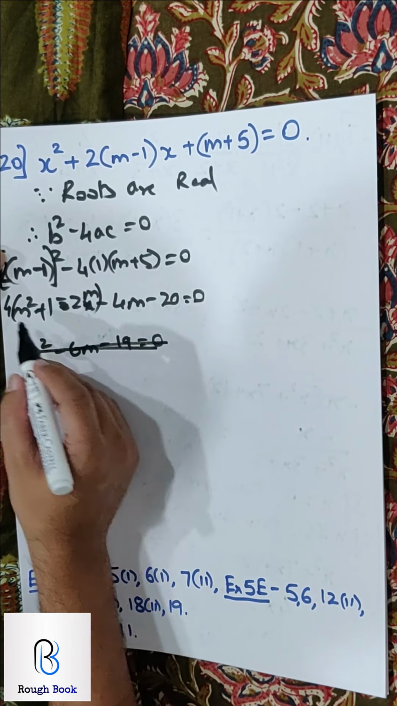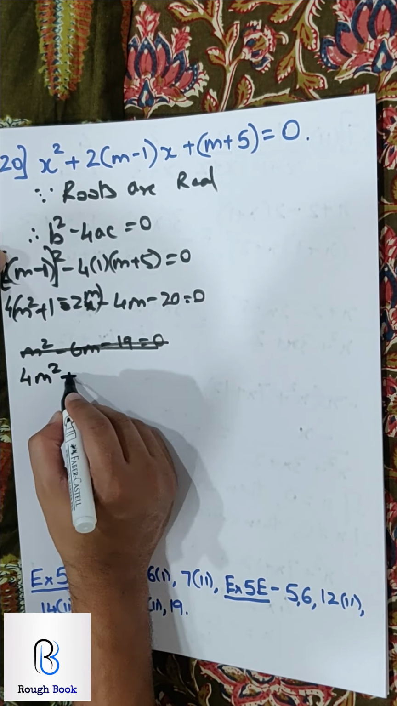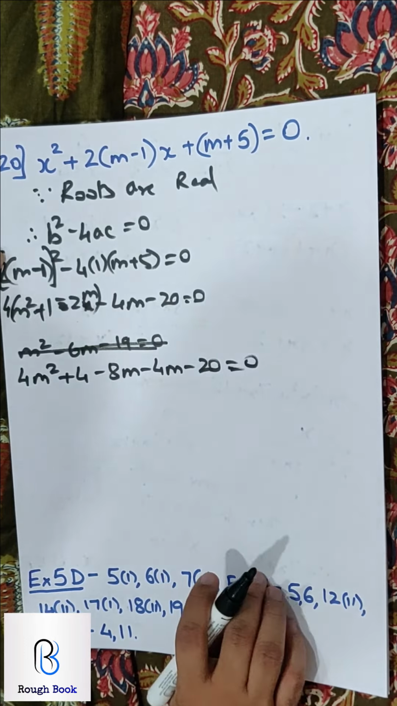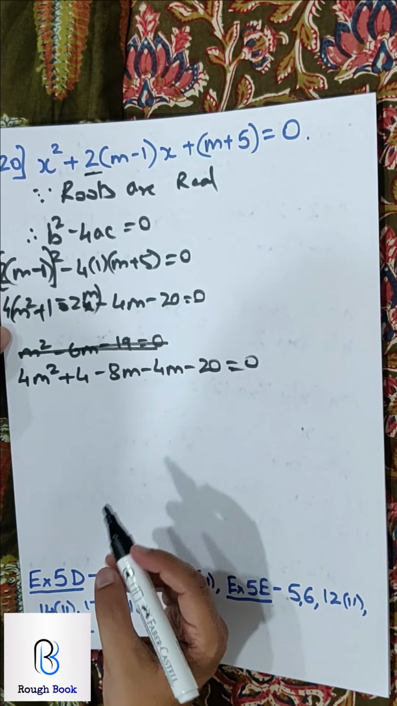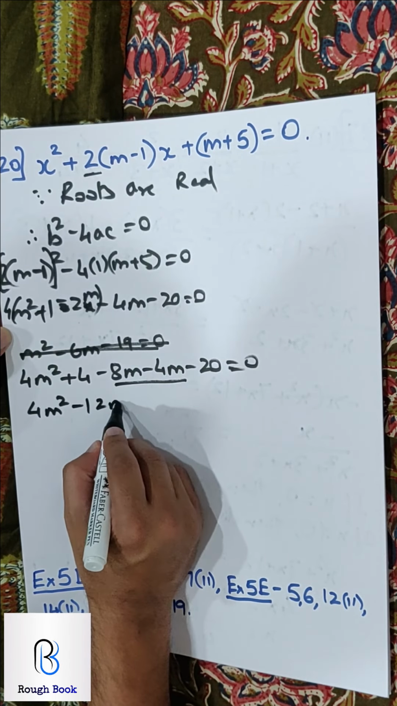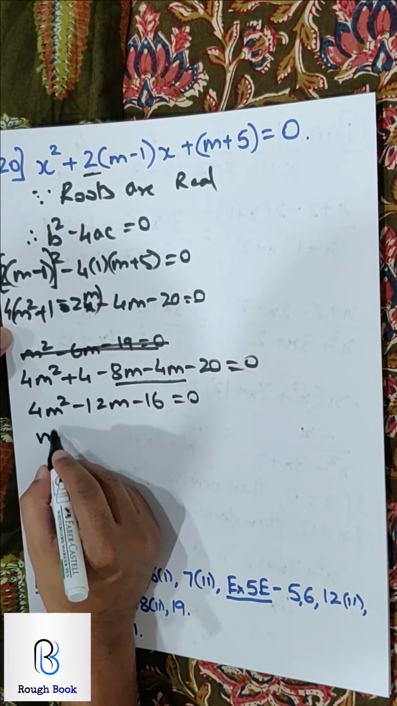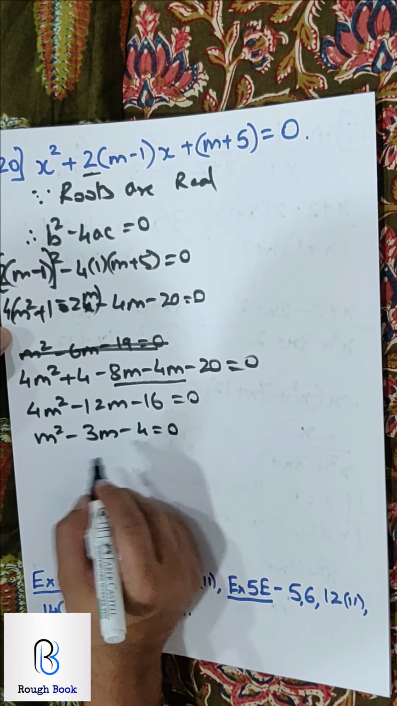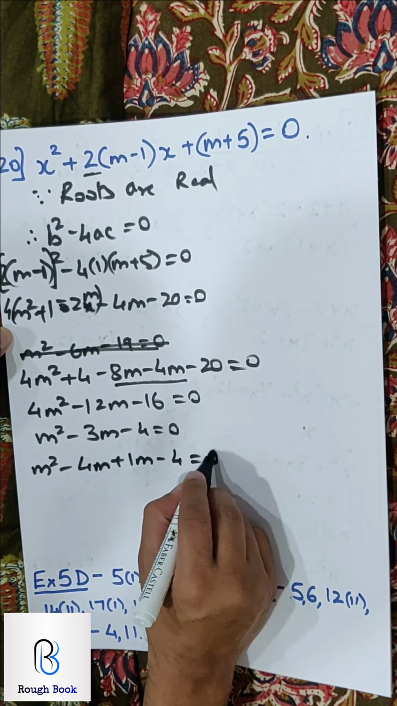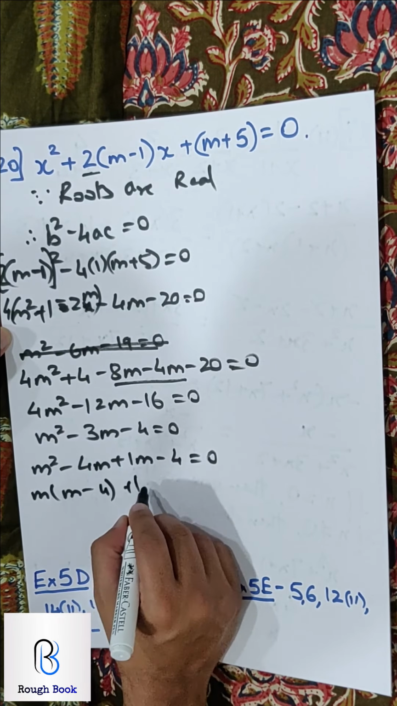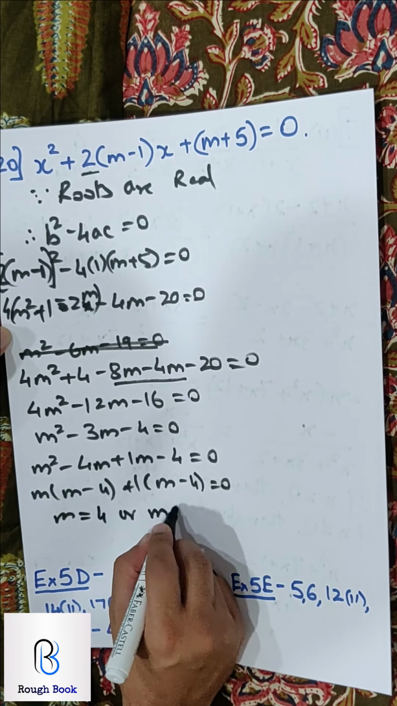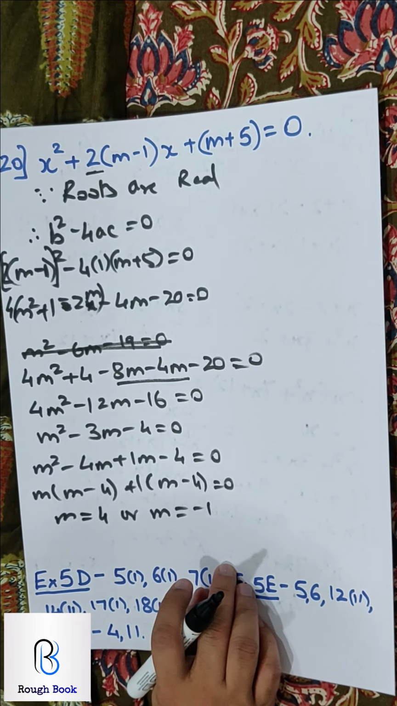So when I open now, this will be 4m square plus 4 minus 8m minus 4m minus 20. Are you with me now? Yeah, that's the mistake. I just did not pick up this 2. So I am keeping it so you know what mistakes I have done and you must not repeat. Minus 12m minus 16. Dividing by 4. Splitting the middle term. So 4 ones are. So I'll get m minus 4 plus 1 m minus 4. So final answer m is equal to 4 or m is equal to minus 1. Yeah, everyone got the same answer.